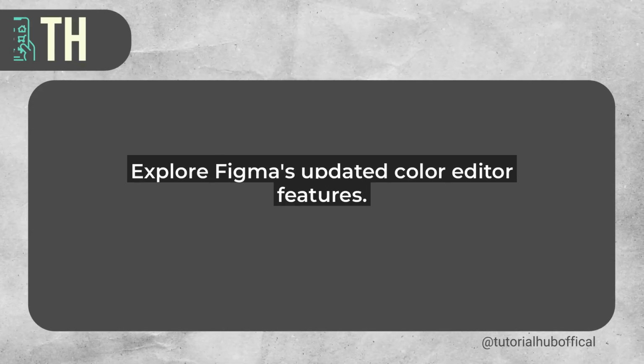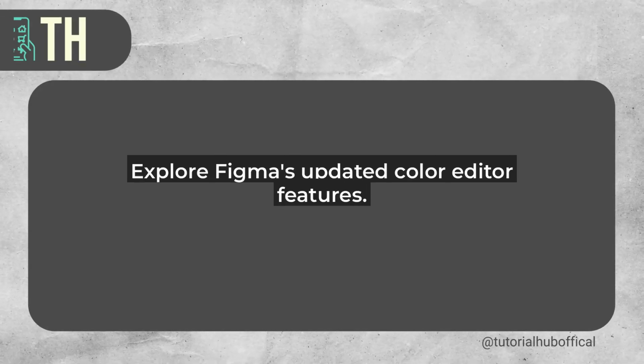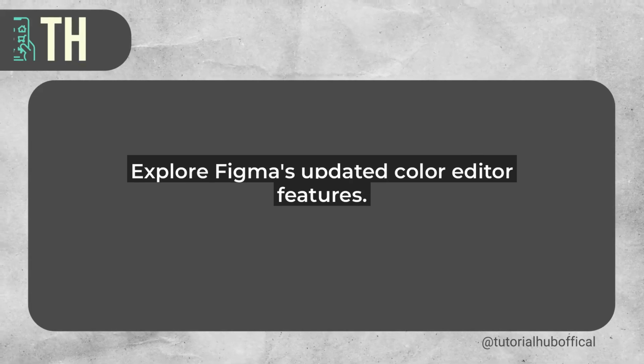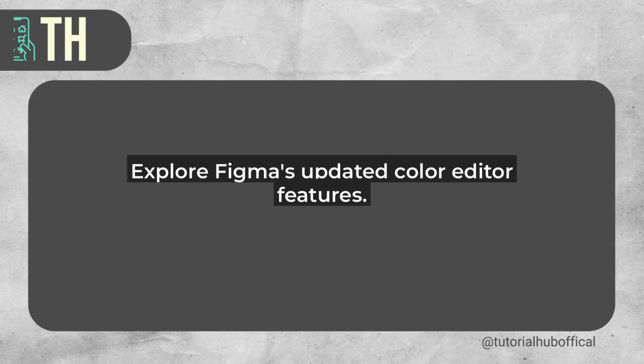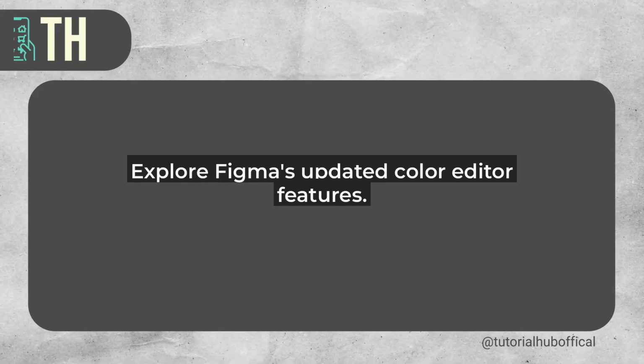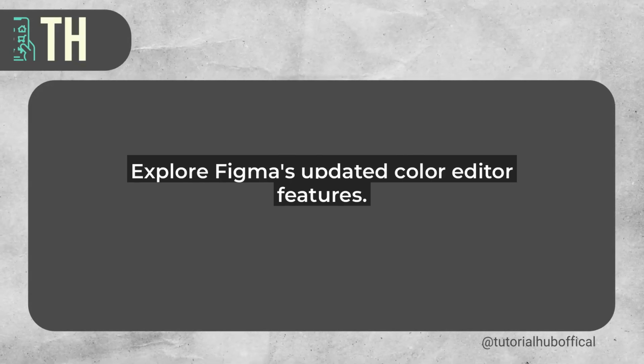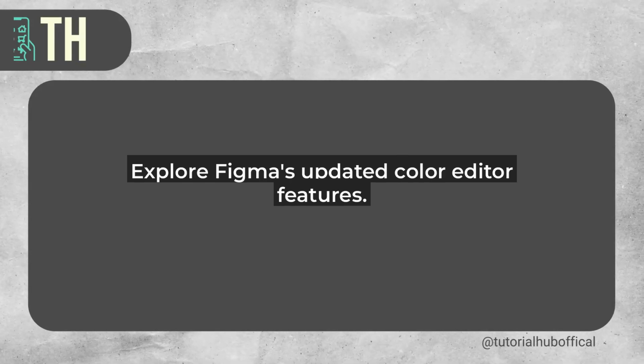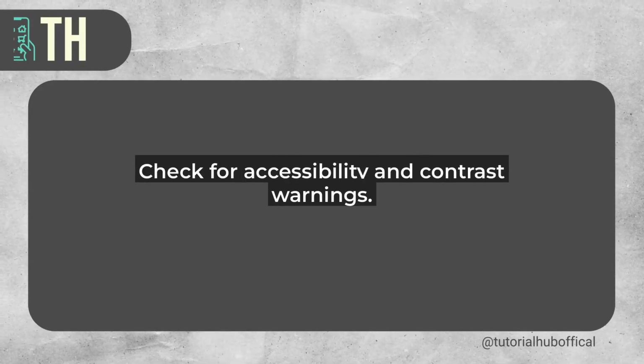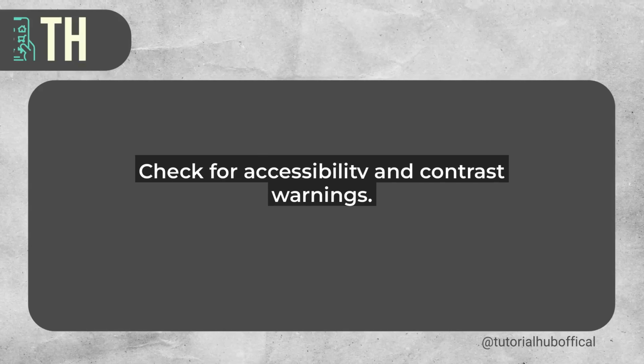In the color editor, you can choose from Figma's built-in color palette, enter a specific hex code for precise branding, or use the eyedropper tool to pick a color from elsewhere in your design. For 2025, Figma has made this even smoother with updated accessibility checks, so keep an eye out for contrast warnings to ensure your text is readable.